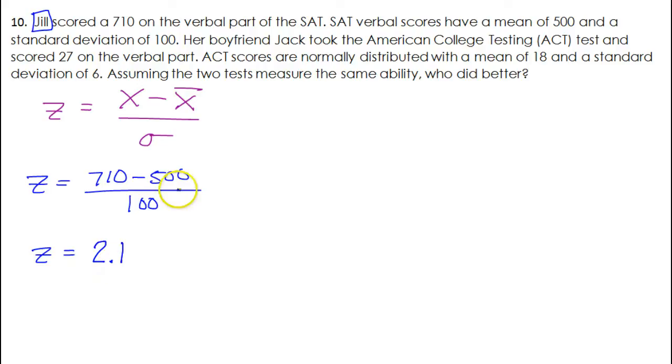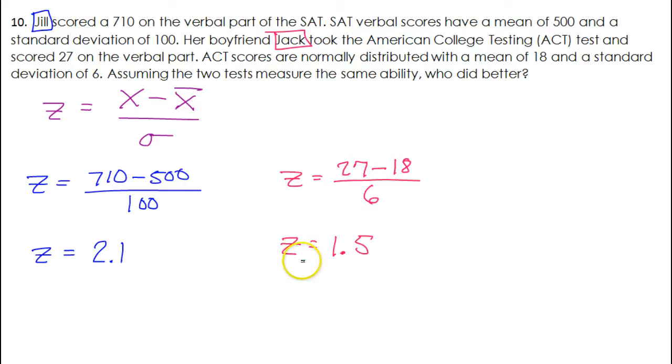That's pretty high. But let's see how that compares to her boyfriend, which I'll do in pink. Alright, her boyfriend, Jack. So we have Jill and now Jack. Jack's z-score is looking like this. He scored a 27, and we're going to subtract the mean of 18 and divide by the standard deviation, which was 6. Okay, let's put that in the calculator.